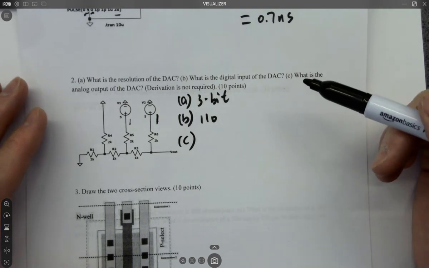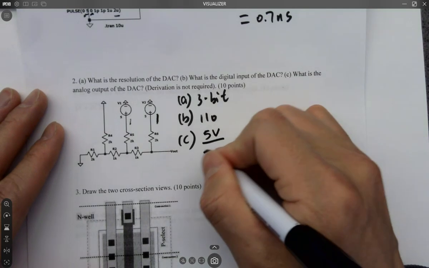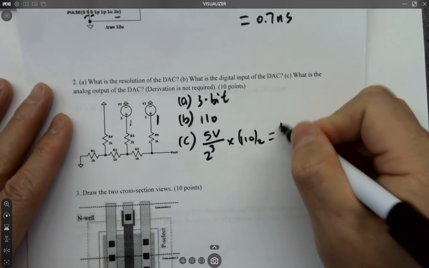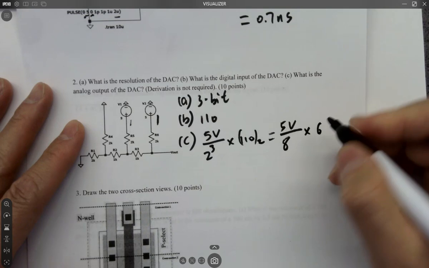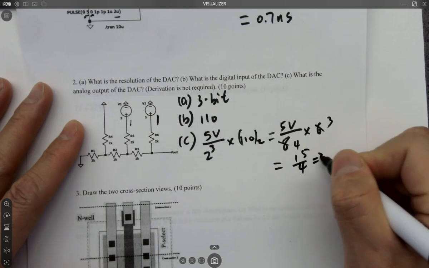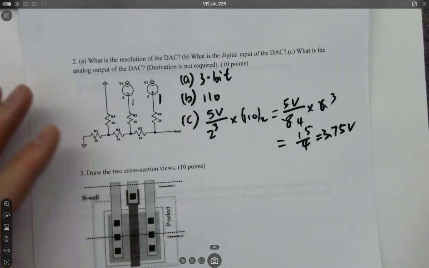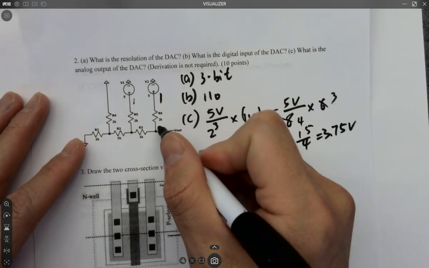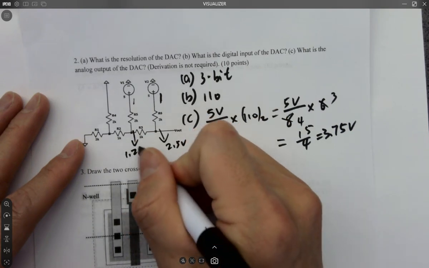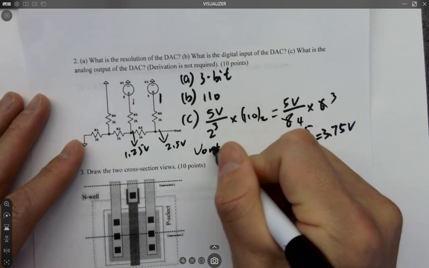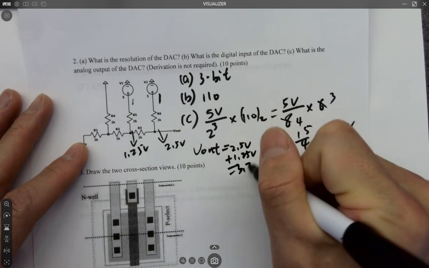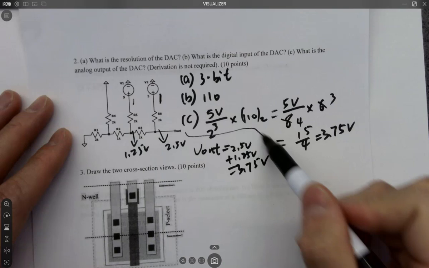So what is the analog output? Analog output, 5 volts divided by 2 to the third times 110, which is 6. So eventually you are getting 5 volts divided by 8 times 6, and you are getting 15/4, or 3.75 volts. You can also directly write down the weights of every digital input. This one is giving you 2.5 volts. This one is giving you 1.25 volts. And eventually V out equals 2.5 volts plus 1.25 volts, which is 3.75 volts. Either way, you get a full point.